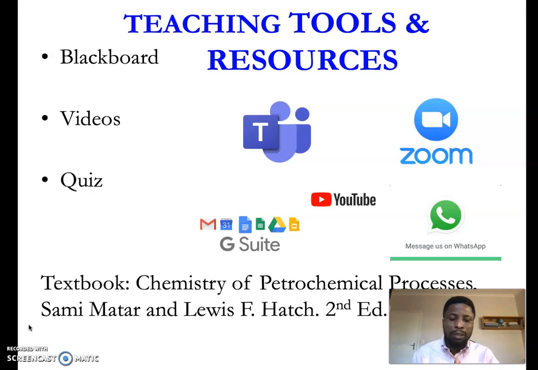A textbook has been recommended to you. This textbook is present in the library. You can apply to loan the textbook using the e-loan facility that the library has.